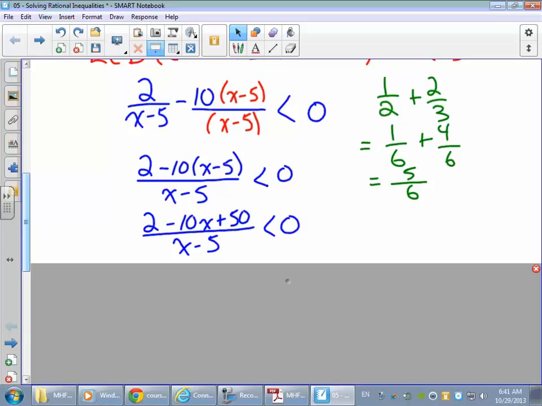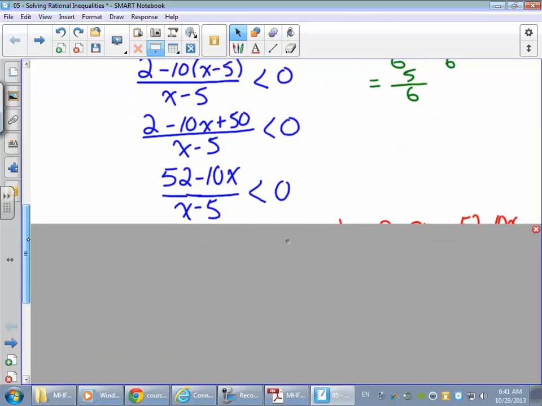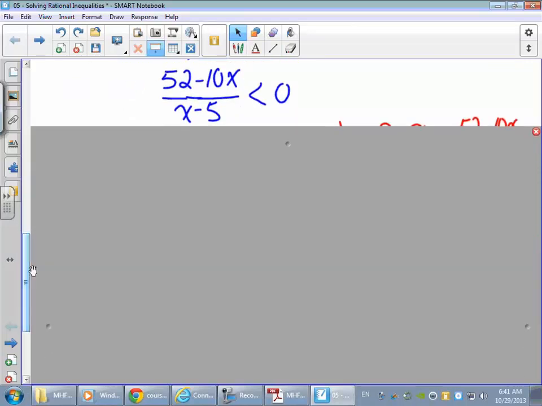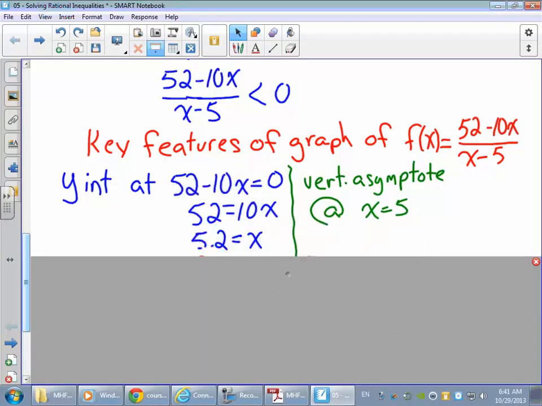On top, I can expand a little bit, then simplify a little bit. So multiply the negative 10 through, add the 50 to the 2, and then what I'm interested in is, what do I know about that as an expression? If I think about it in terms of f of x being that, this is the thing we've been graphing for the last week or so. Key features from that: I have a vertical asymptote when x is 5, and I have an x-intercept when x is 5.2. So you can see the solution in each case.